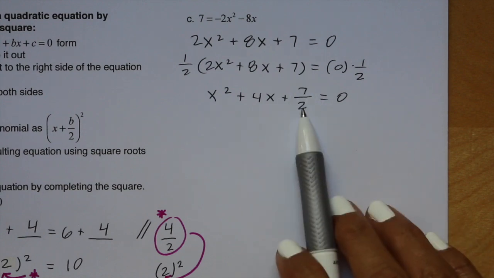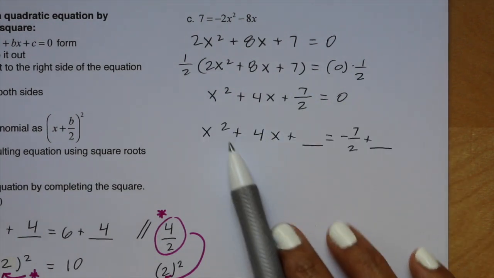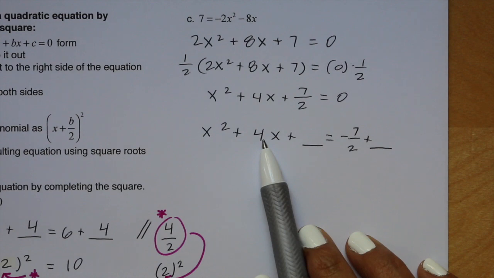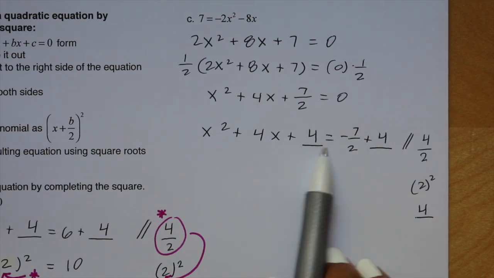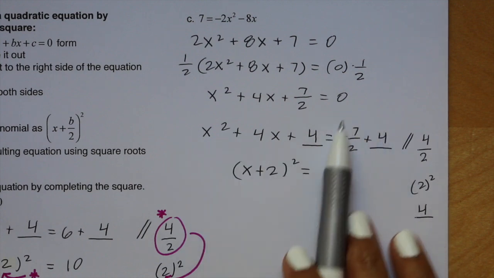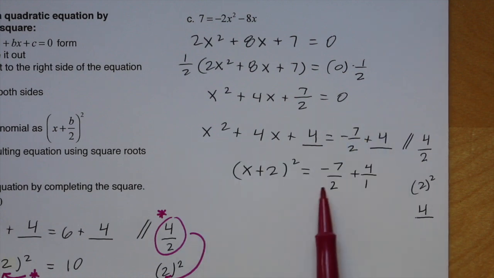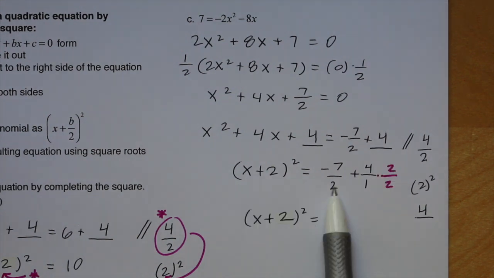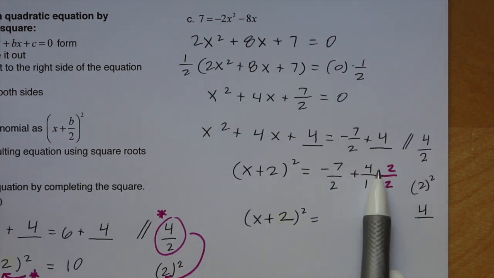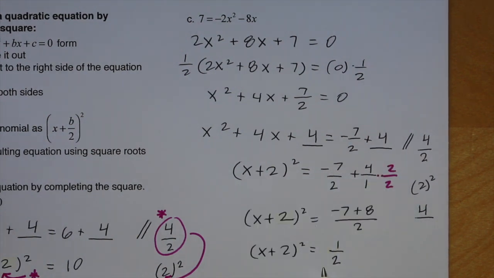Next, let's go ahead and move this constant to the right side. So we're going to take this 4, divide by 2, and then we're going to square it. So we're going to add 4 to both sides of the equation. On the left side, we're going to rewrite it. On the right side, we're going to add these fractions. In order to add these fractions, I put the 4 over the 1, and we need a common denominator. So we're going to multiply this fraction by 2 on top and bottom. So here we have -7 plus 8 all over 2. So you end up getting 1/2.